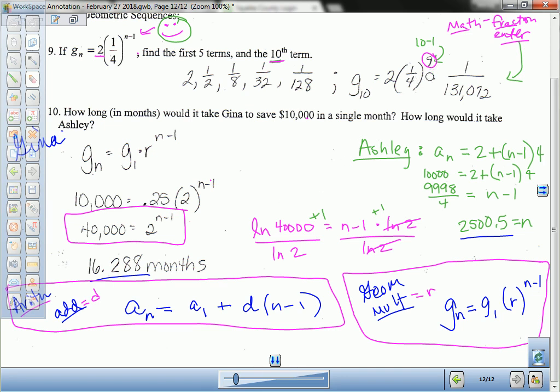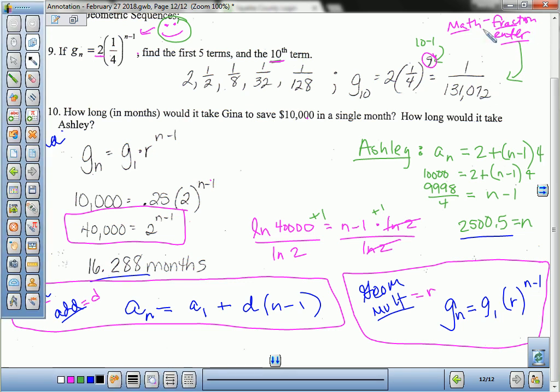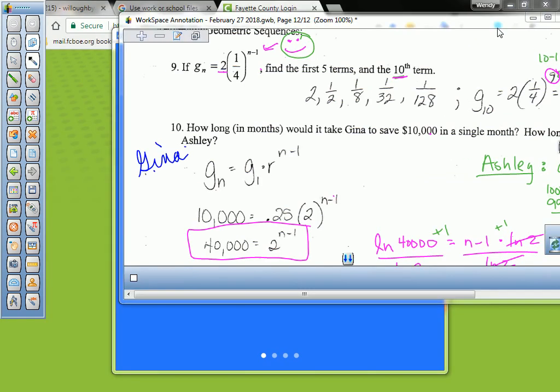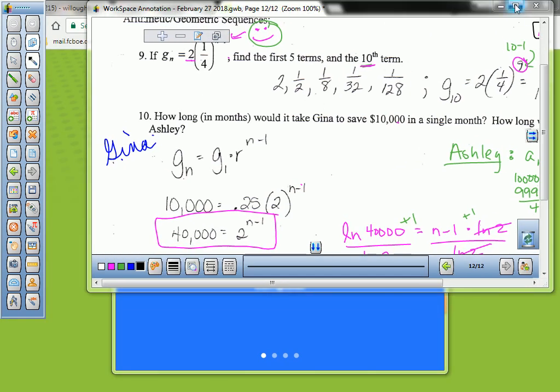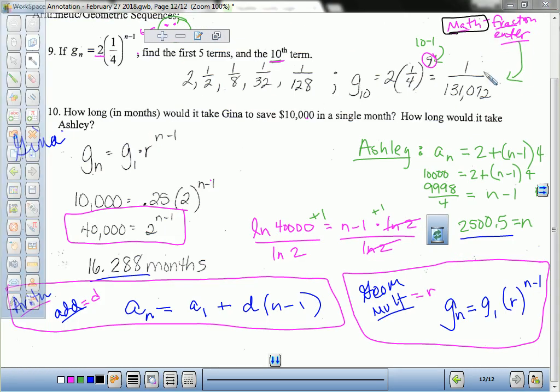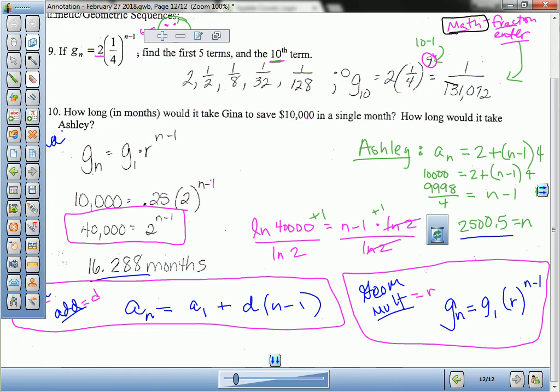All right, now if it's a decimal number, I want you guys to change it to a fraction whenever possible. Do you know how to do that on your calculator? You hit the math button, and then fraction, and then enter. Math, fraction, enter. Because otherwise it's a really ugly, crazy decimal number.